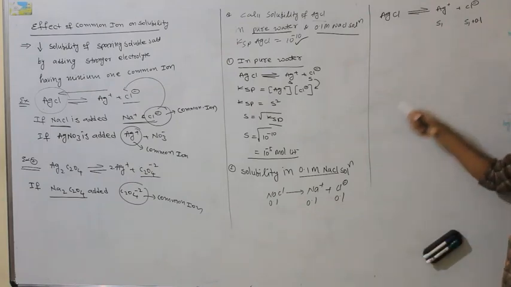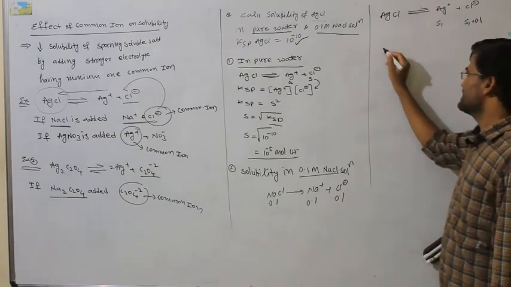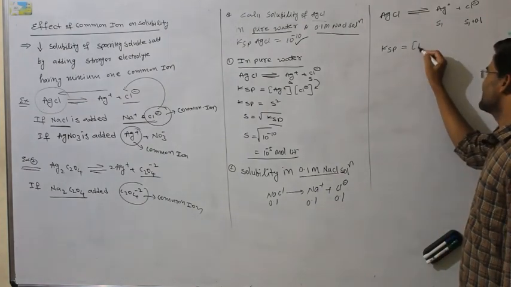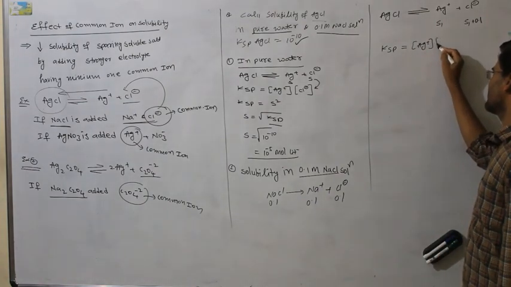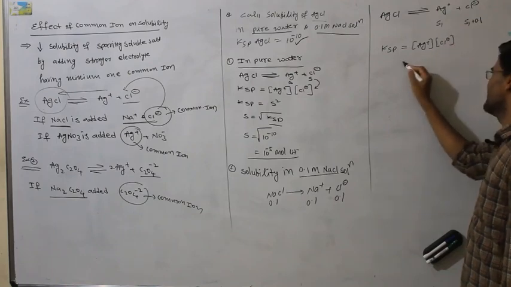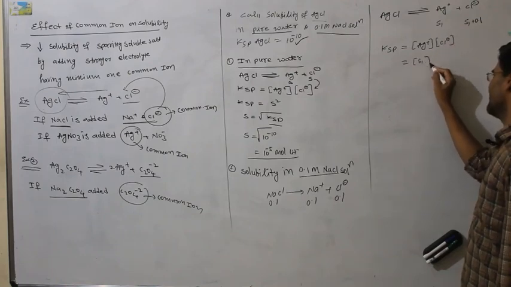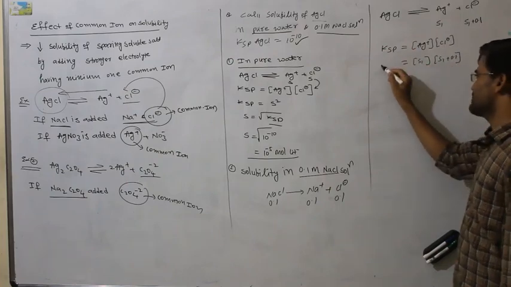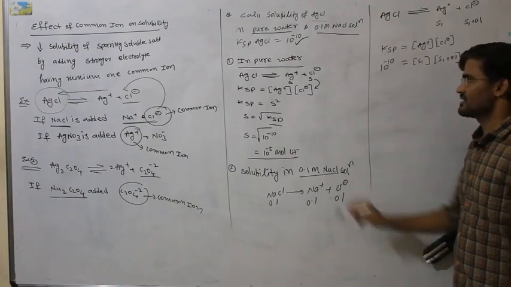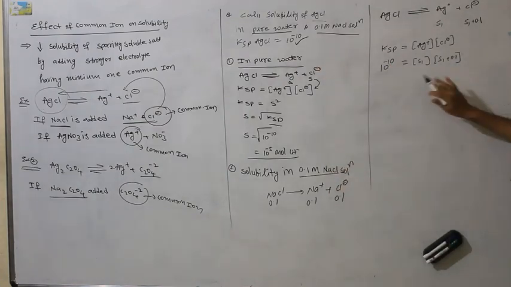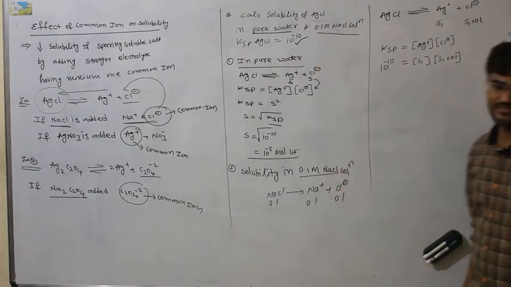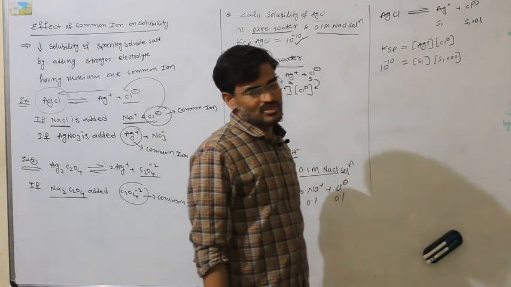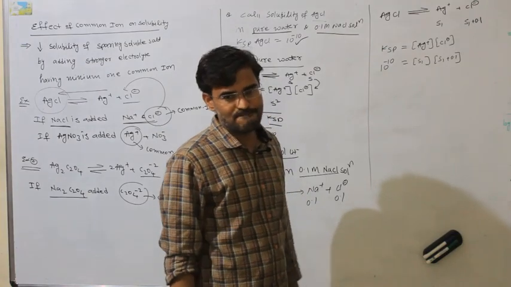This is a common ion. Now if you write the KSP expression, it is equal to concentration of Ag plus into concentration of Cl minus. That is S1 into S1 plus 0.1, and the KSP value given in the question is 10 power minus 10. Now from this you have to find the S1 magnitude. If you go for simplifying, S1 becomes a little complicated.